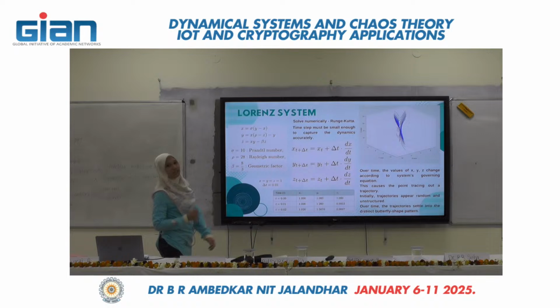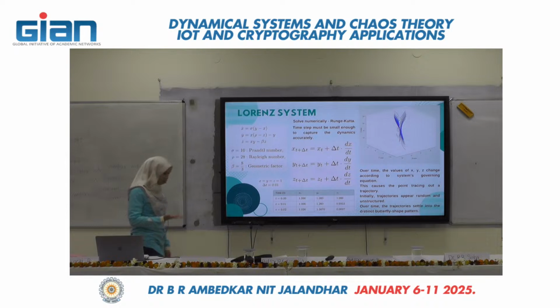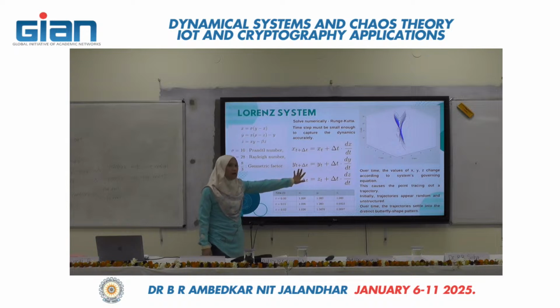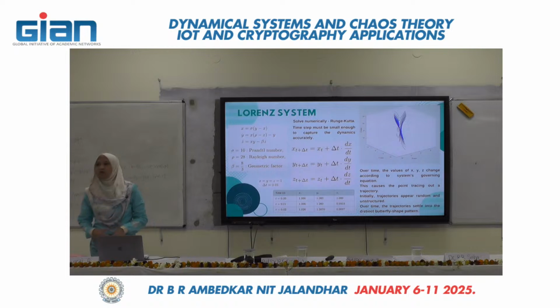We cannot solve this equation algebraically. We have to use numerical methods. So the famous method that we use to solve chaos equations is Runge-Kutta. Okay, and we have to use a very small time step so that we can get better accuracy. And this is what we call the way we iterate our system. So we need to iterate to get the solution.